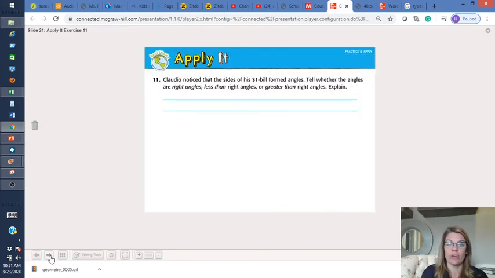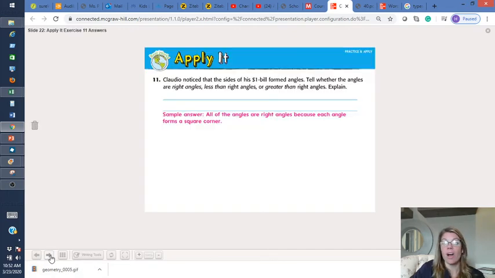Okay, Claudio noticed that the sides of his $1 bill formed angles. Tell whether the angles are right angles, less than, or greater than. So every portion of his $1 bill, I wish I had one. Think of even your Philpot money that you get in class, your Scholar dollars. Every corner, what is it going to be, a right angle or not? Or bigger than or smaller than? All corners are right angles because each corner forms a square in a dollar bill. That's a square corner for each of them.